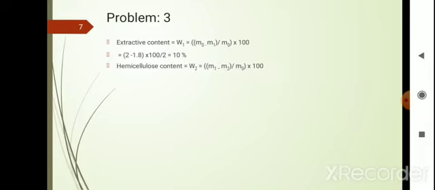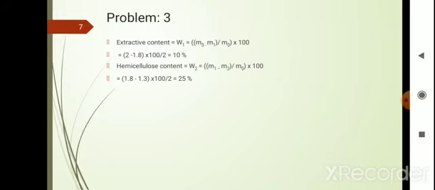Now what is hemicellulose content? W2, hemicellulose content, is M1 minus M2 divided by M0, because the hemicellulose test is carried out after the extractive test. So in this test, the initial mass is M1, final mass is M2. So M1 minus M2 divided by M0 into 100%. So substitute 1.8 minus 1.3 into 100 divided by M0, that is 2 again. So 25%.